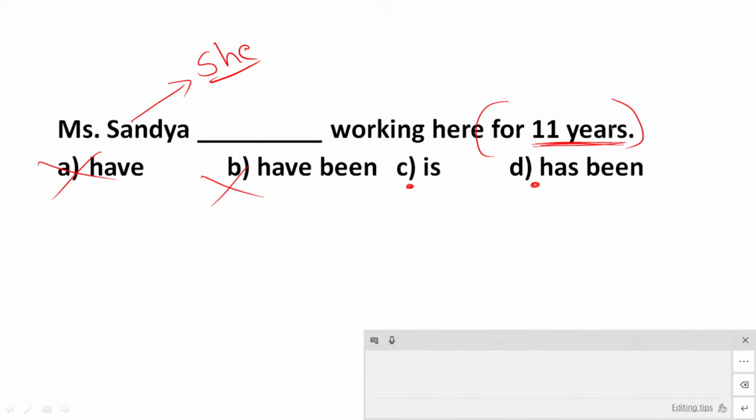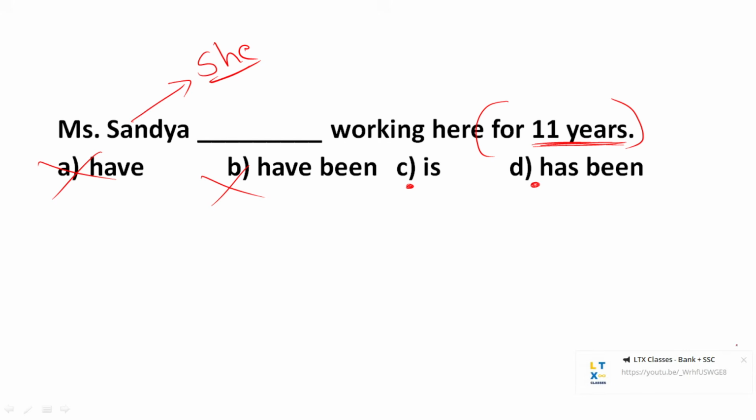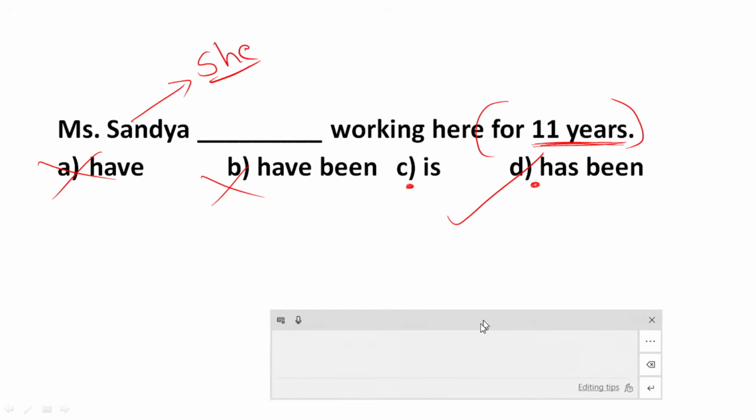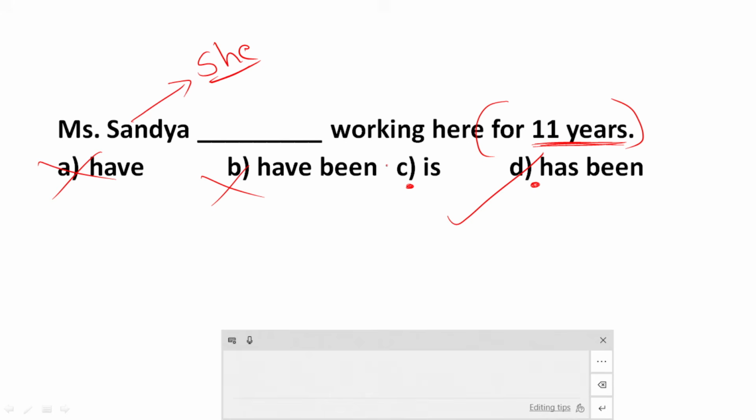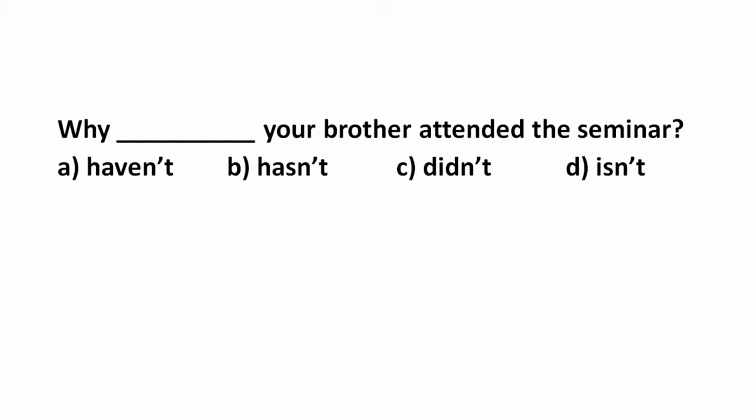What is the hint here? For 11 years. Which means you have mentioned here some period of time. So now naturally, Miss Sandhya — working here means Miss Sandhya has been working here. Because you have mentioned a period of time or point of time, we use something called present perfect continuous, and in present perfect continuous has been is naturally used. If some of you are wondering what is this present perfect continuous, don't worry, relax, we will definitely talk about it very soon. Here we go to the next question.